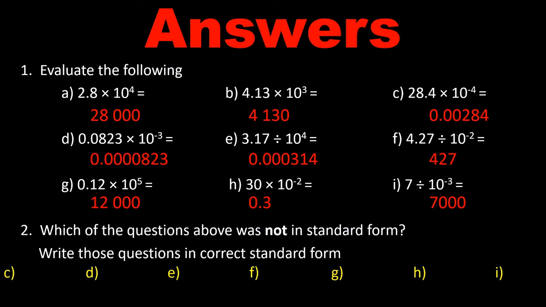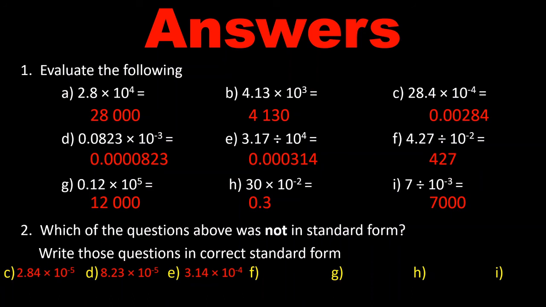So putting these in correct standard form, looking at your answers above. Question C should be 2.84 times 10 to the power of negative 5. We need to move that decimal one extra place. Question D should be 8.23 times 10 to the power of negative 5. We need to move that decimal two extra places. E should have been 3.14 times 10 to the power of negative 4. Rather than dividing, we're multiplying, but our index is negative.